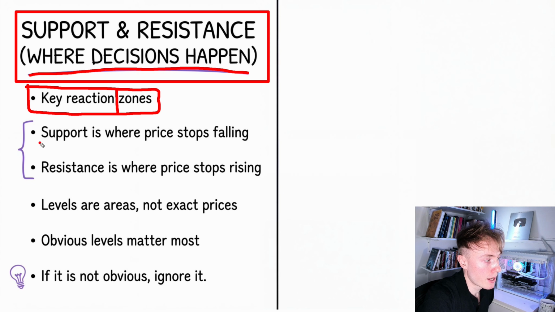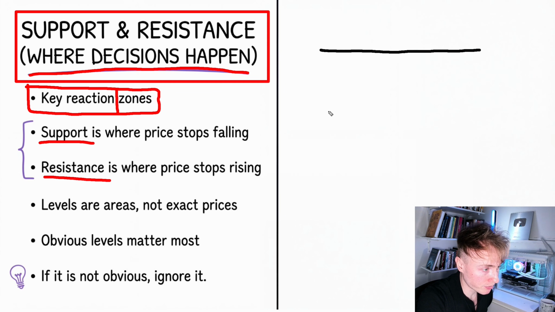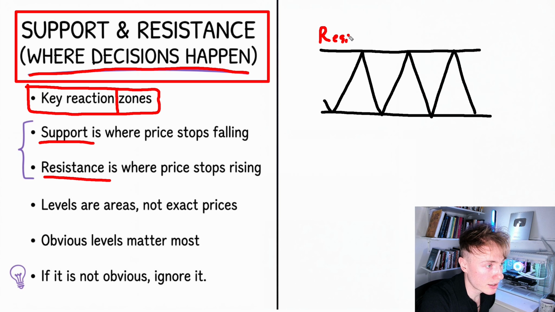But in very simple terms, support is basically an area on the chart where the price stops falling, and resistance is an area on the chart where the price stops rising. So the most common way to explain support and resistance is to draw a line right here and a line right here, and we draw a trading range. As you can see, the resistance here, we can write resistance here in red. Every time the price reaches this level, you can see that we get a reaction to the downside. This is where the price stops rising.